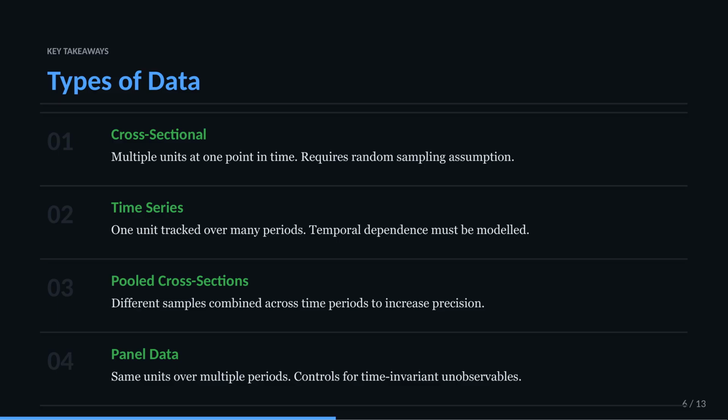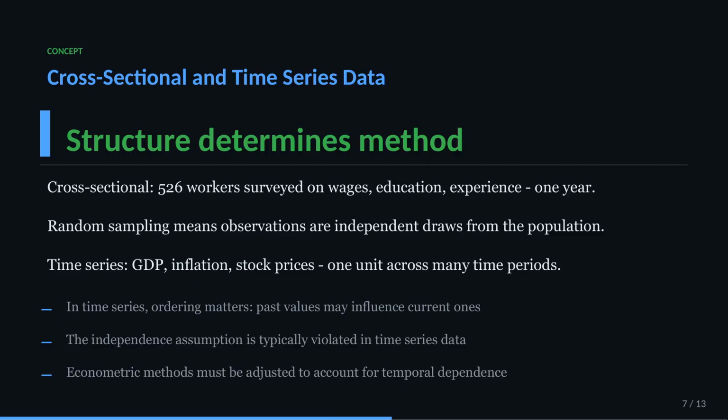Consider the contrast between cross-sectional and time series data. In cross-sections, the main benchmark is random sampling. We hope each observation is an independent draw from the population. In time series settings, ordering matters. Today can depend on yesterday. Inflation this month is related to inflation last month. Output growth can be persistent. So methods designed for independent observations often break down in time series. Before we estimate anything, we need to understand what kind of variation the data is giving us.